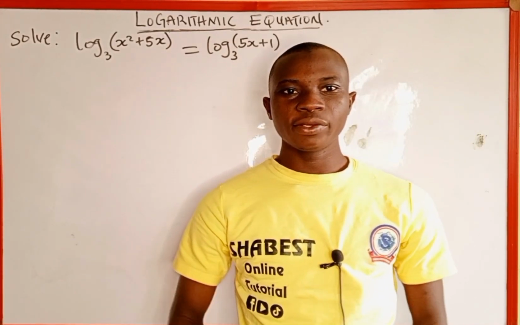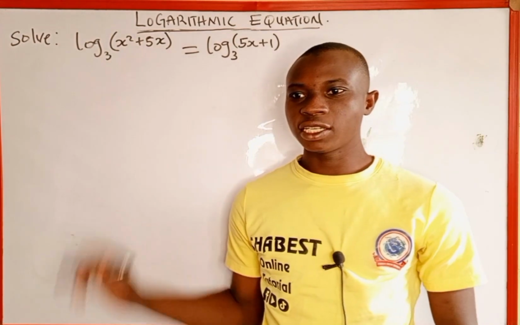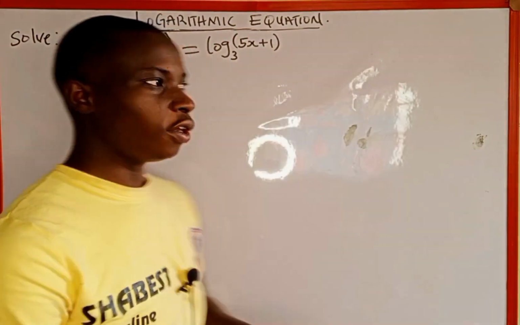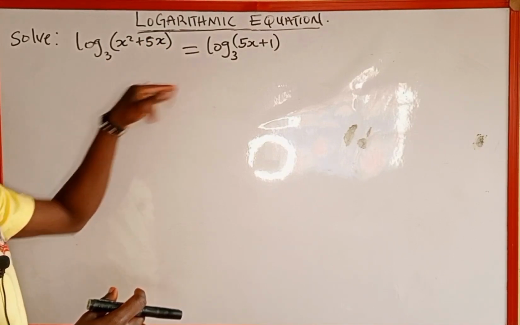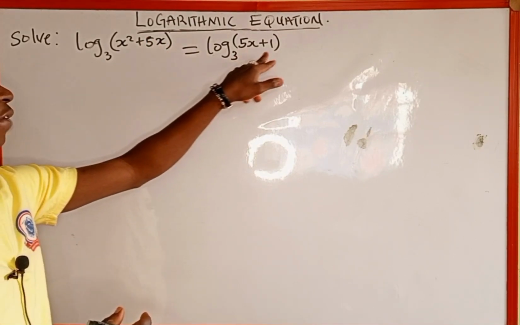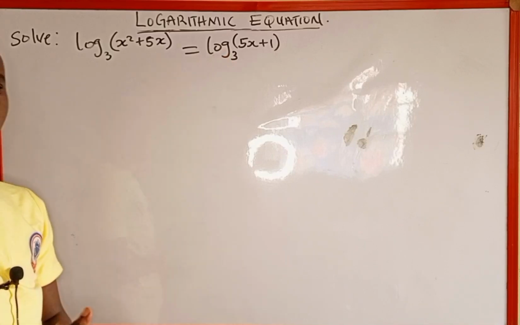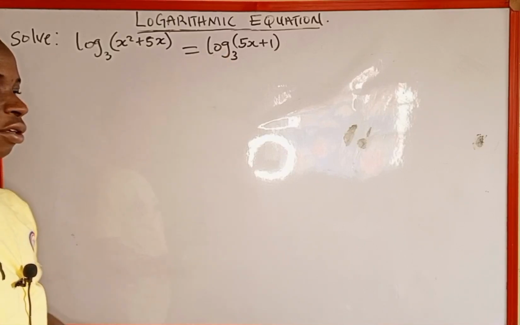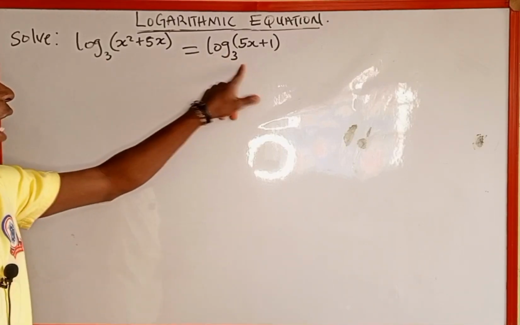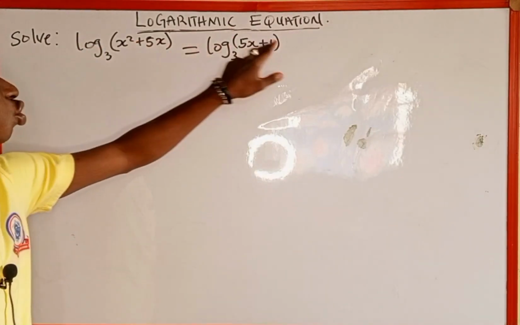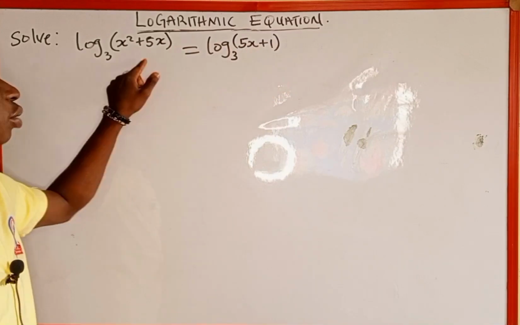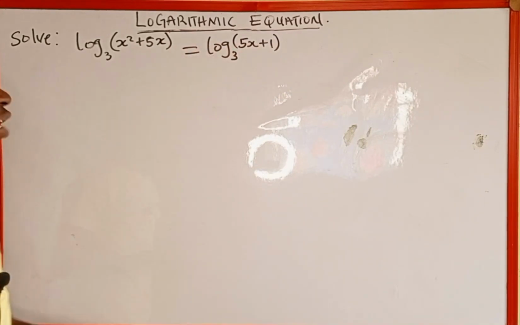In today's tutorial, we're going to learn how to solve for the value of x in this logarithmic equation. The given equation is log of x squared plus 5x to the base of 3, which is equal to log of 5x plus 1 to the base of 3. And recall one of the properties of logarithm: since the bases are the same, log to base 3, log to base 3, that means these two brackets are also the same. So I'm going to equate these two brackets and solve for the value of x.